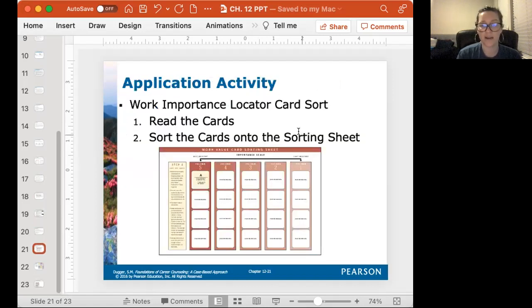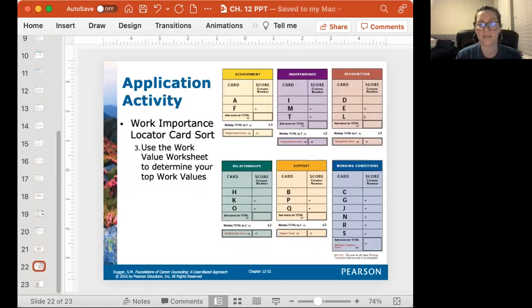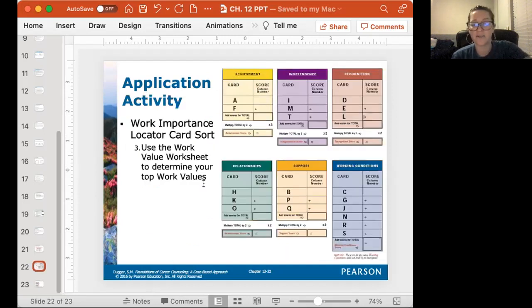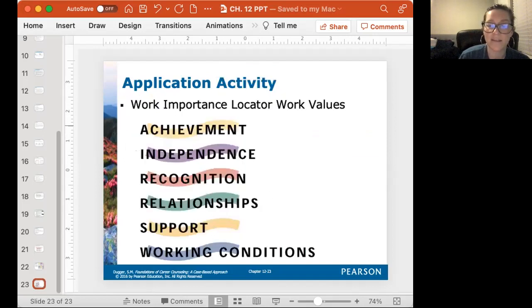So here's an application activity. You can do a Work Importance Locator card sort for yourself and see what you come up with for a job. This is the card sort scoring card value worksheet that you can use to determine your top work values, and all of that's explained in terms of these different values. So you see all the different letters in these different boxes. Those coordinate with these different work values. And so you can do that activity.